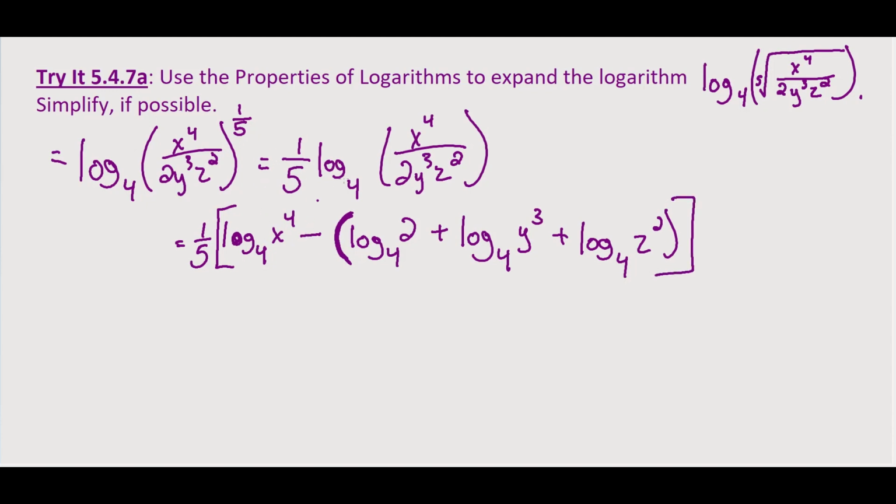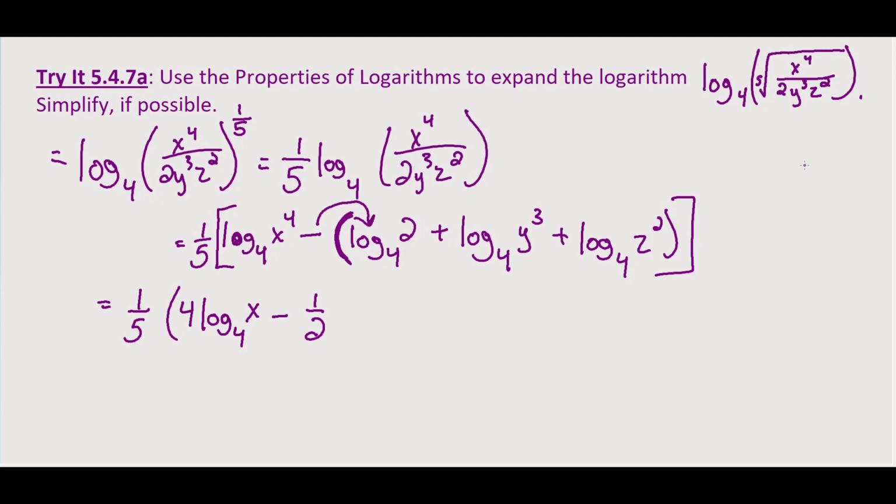Now we'll go ahead and distribute that negative sign in the next step. First off, we're going to have 1/5 times, let's use the power property, bring that 4 up front, so 4 log base 4 of x minus log base 4 of 2, but log base 4 of 2 is just 1/2. And that's because this is log base 2 squared of 2.